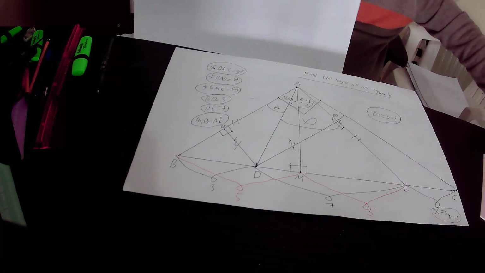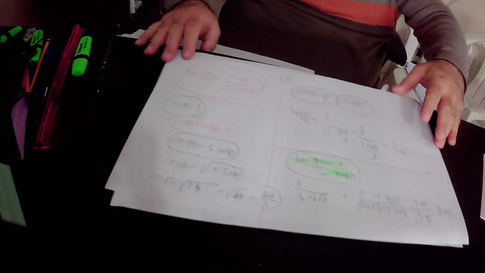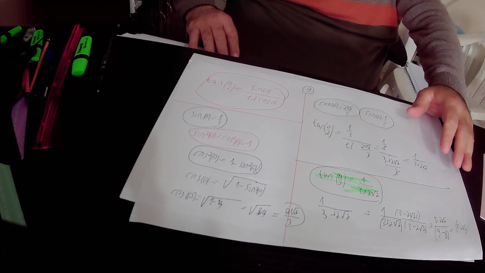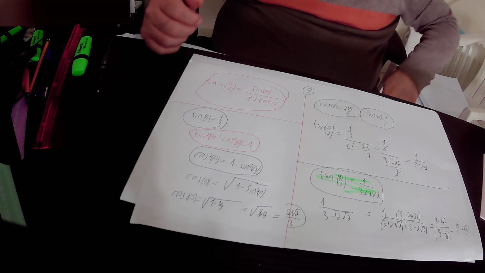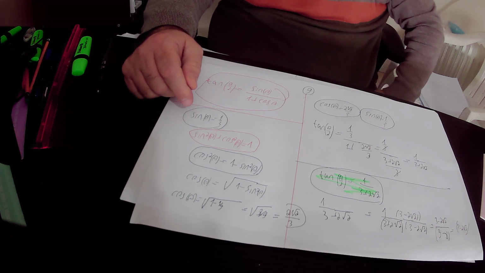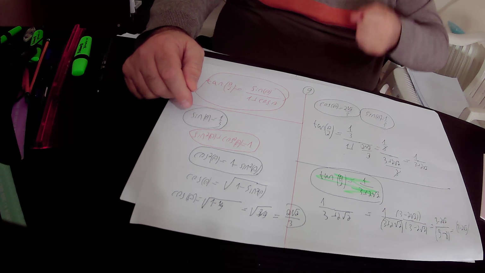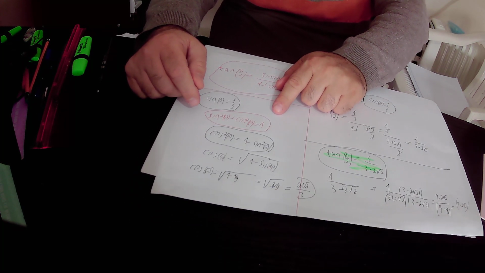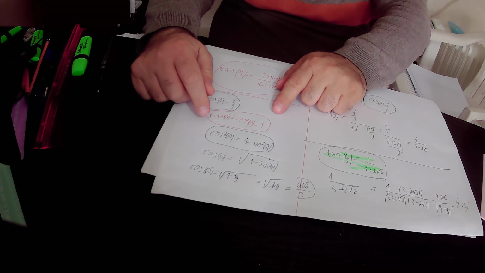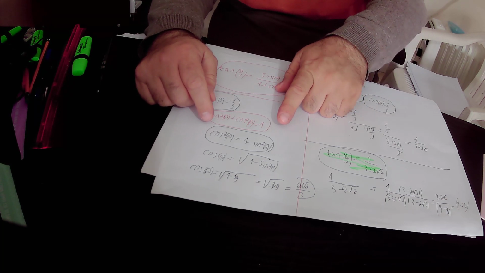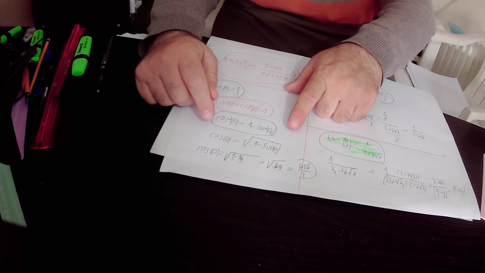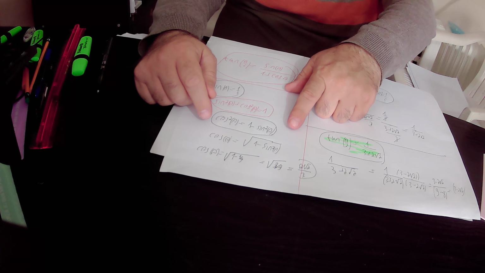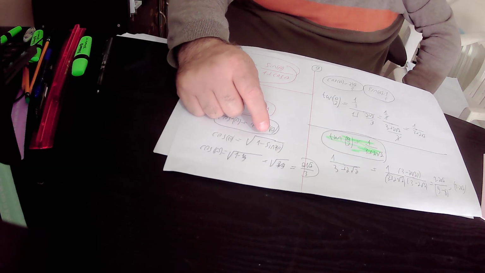For tangent theta over 2 we have the trigonometric identity that states that tangent theta over 2 equals sine theta over 1 plus cosine theta. We already found out that sine theta is equal to 1 over 3, and we have the trigonometric identity that states that sine squared theta plus cosine squared theta equals 1. We subtracted sine squared theta and found out that cosine squared theta equals 1 minus sine squared theta. We know that sine theta equals 1 over 3, so sine squared theta will be equal to 1 over 9. So we can substitute sine squared theta by 1 over 9.